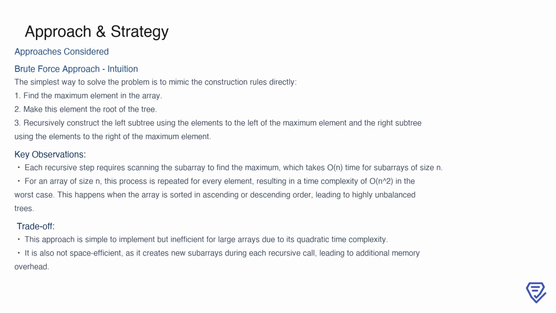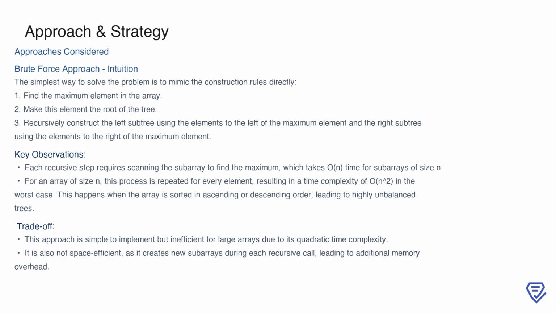To solve the maximum binary tree problem, the brute force approach is the most straightforward method to consider first. The intuition here is simple: we follow the problem's rules directly. Start by finding the maximum element in the array, which becomes the root of the tree. Then, divide the array into two parts: elements to the left of the maximum and elements to the right. Recursively apply the same process to construct the left and right subtrees.